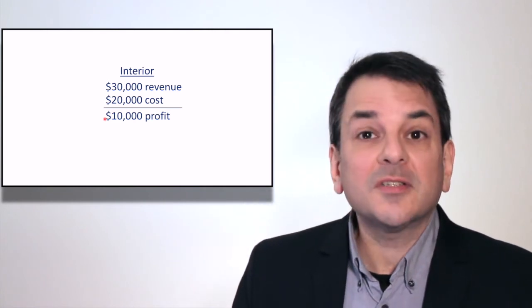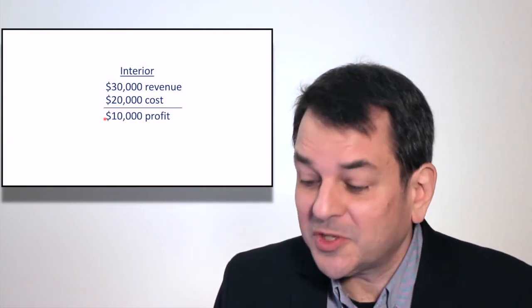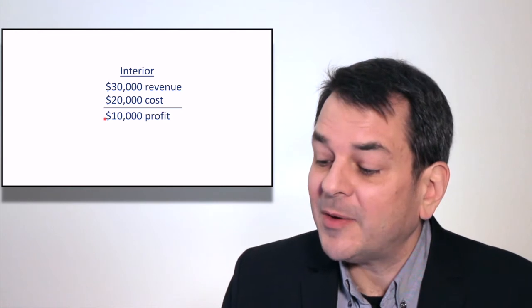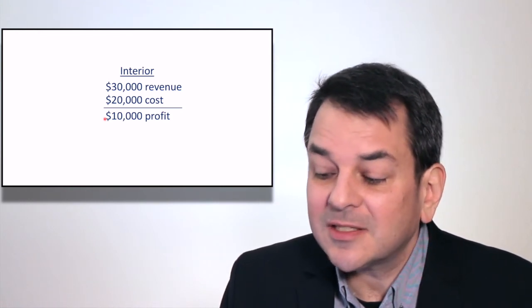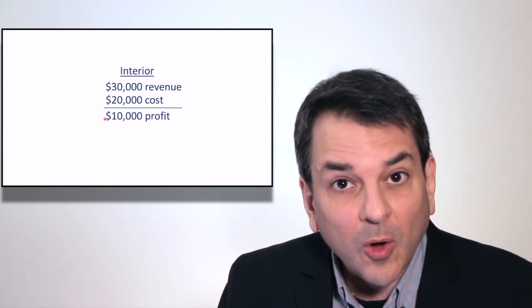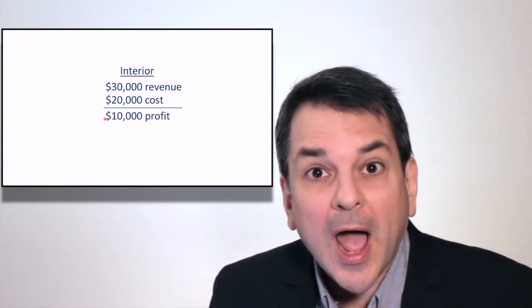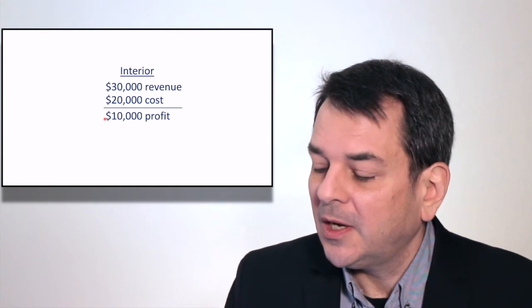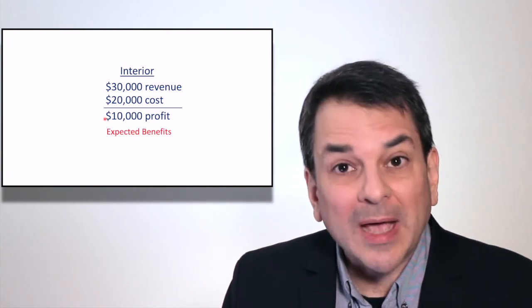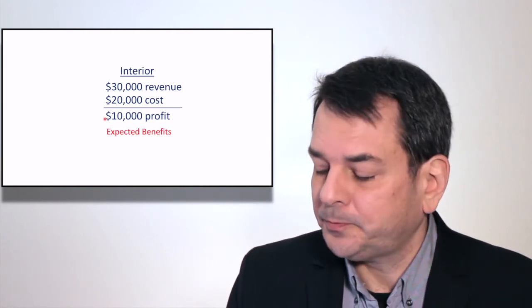So from a financial standpoint, this return on investment looks pretty good. We're excited about this project. And this $10,000 becomes our target, our goal that we're shooting for. It's the financial justification for why we're doing this project. We call this our expected benefits.